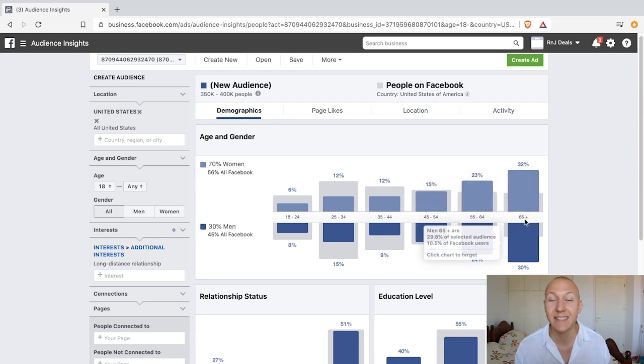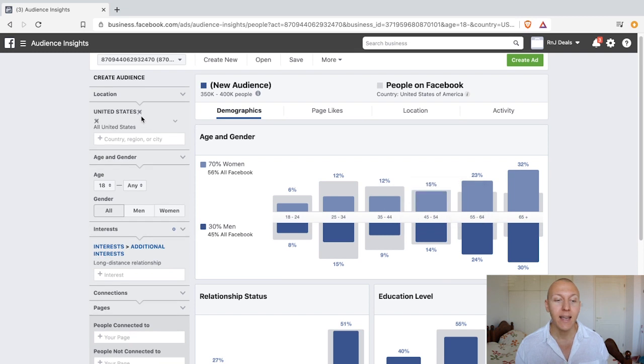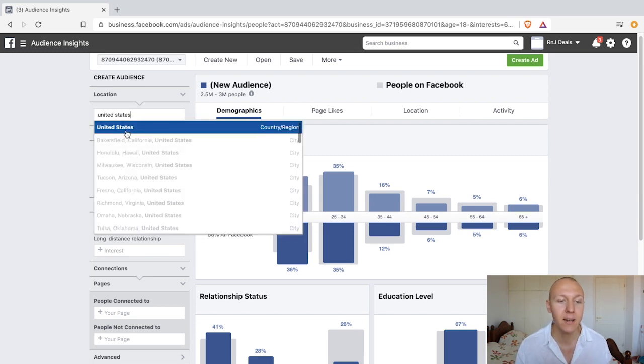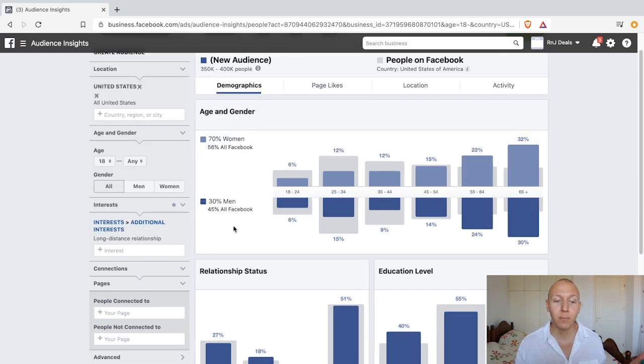The vast majority is 65 plus. So this came as a huge surprise to me. Now, this isn't true all over Facebook, right? If I remove the United States from here, like this, we can see that the majority of people are actually between 18 and 34. But in the United States, I'm going to add that back in here. In the United States, the majority of people who have an interest in long distance relationship, who have liked such a thing, are between 55 and 65 plus.